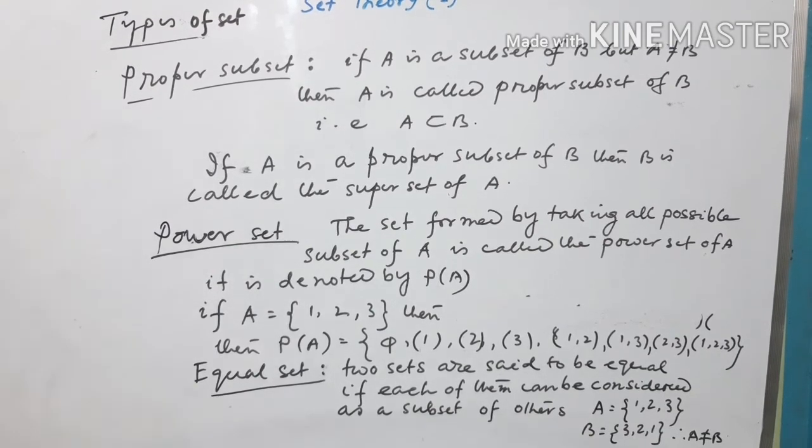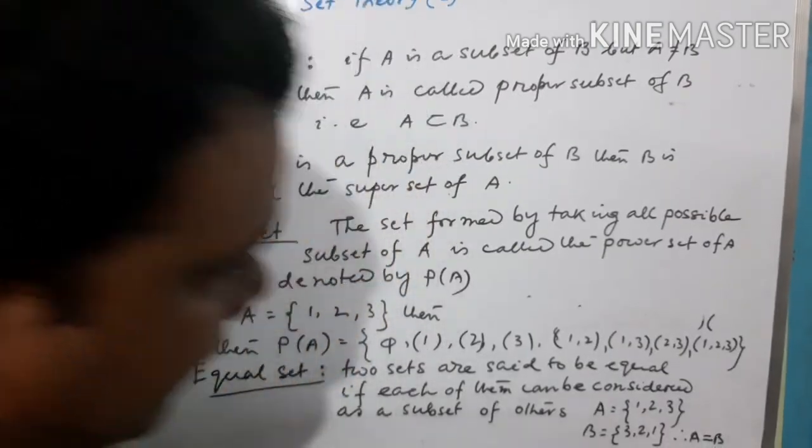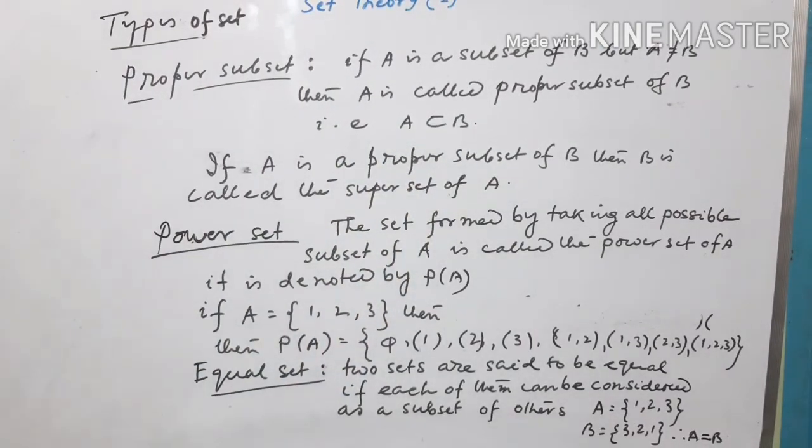Now see that here is a set. Two sets are said to be equal if each of them can be considered as a subset of the other. Clear? A is a subset of B as well as B is a subset of A. Then we say that A is equal to B.